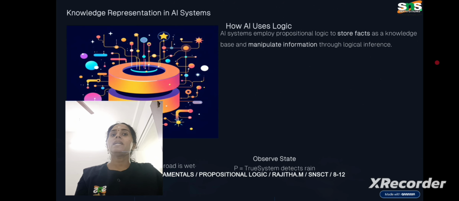Next is knowledge representation in AI. Propositional logic helps AI store and reason about knowledge. For example: store fact, define rules, observe state, infer conclusion. Store fact: P, it is raining. Define rules: if P, then Q, meaning if it is raining, the ground is wet. Observe state: P is true. Infer conclusion: therefore Q is true, the road is wet. This step-by-step reasoning is how expert systems and automated reasoning tools work in AI.